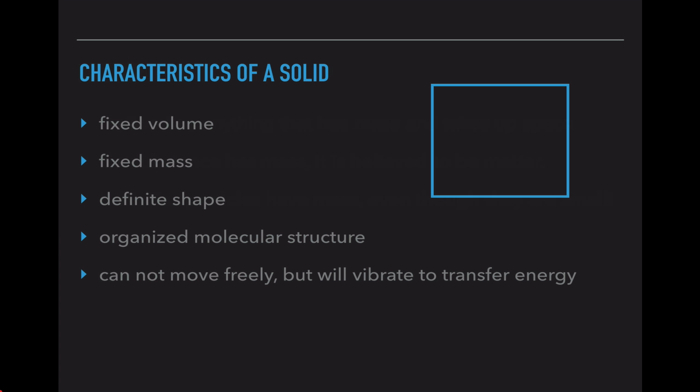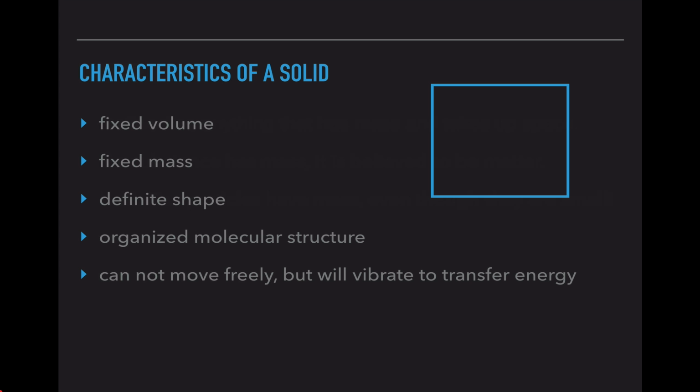There are characteristics of different types of matter that we're going to be talking about. The first one is a solid. So if an object is solid, it has a fixed volume. The volume stays the same in all situations for that example or that substance.